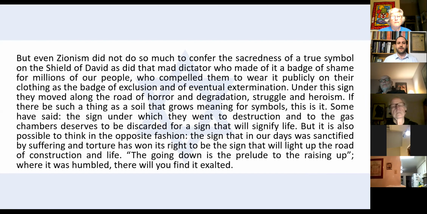So what is Gershom Scholem's conclusion? Does the Star of David have any deep historical significance dating back for millennia? No. But does it have significance?